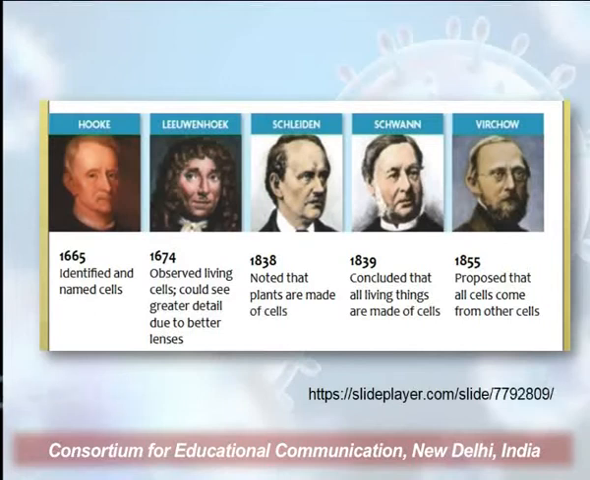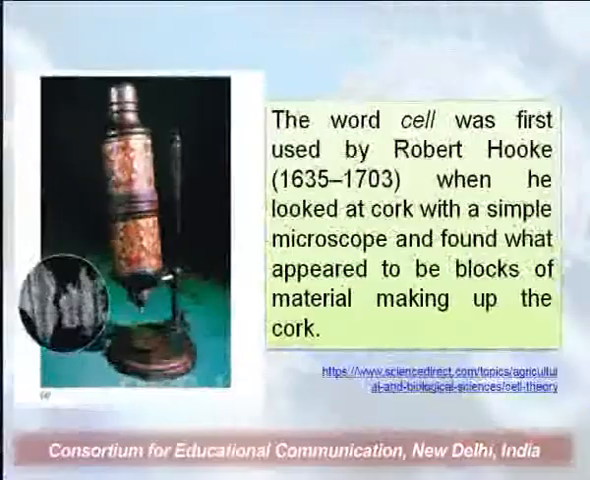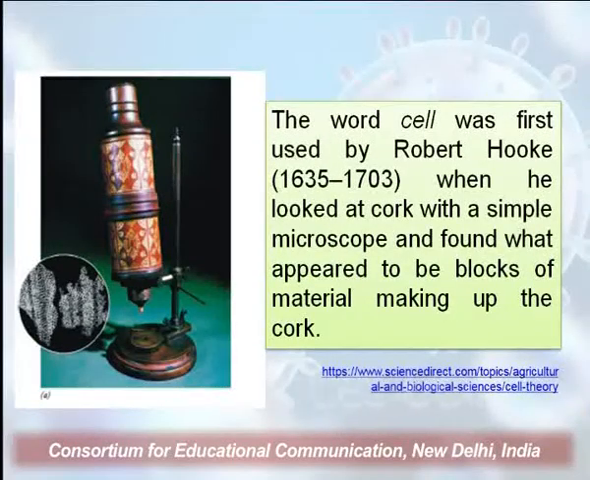Subsequently, to this cell theory there was an addition given by Virchow in the year 1855. He proposed that all cells come from pre-existing cells. So this formulated the modern-day cell theory concept. Now the first cell was observed by the scientist Robert Hooke, who lived from 1635 to 1703. The word cell was coined by him when he observed a cork cell under the microscope.